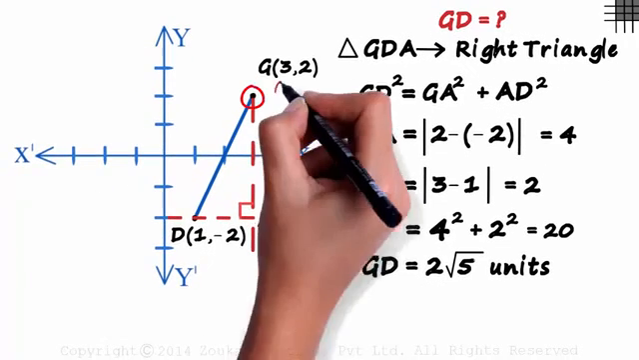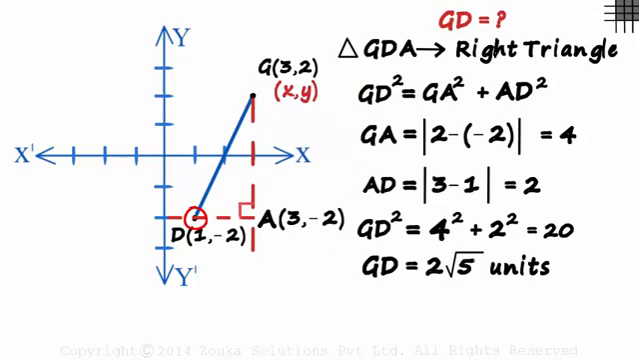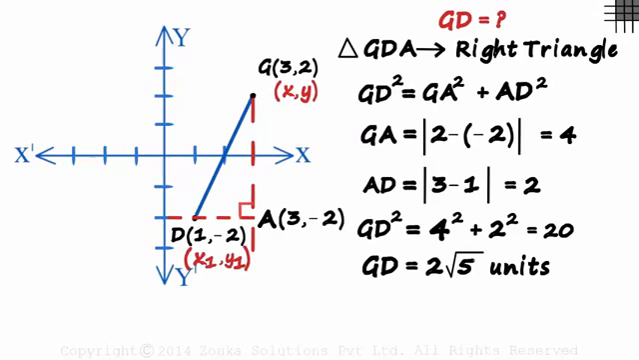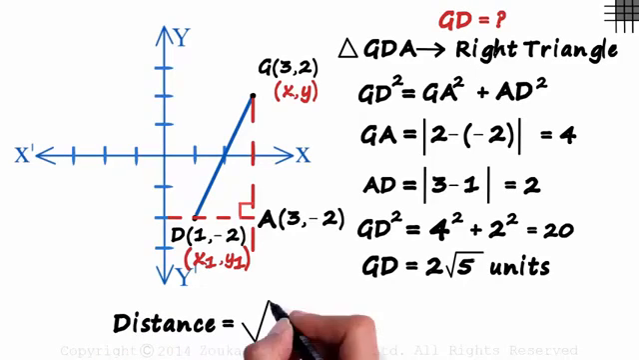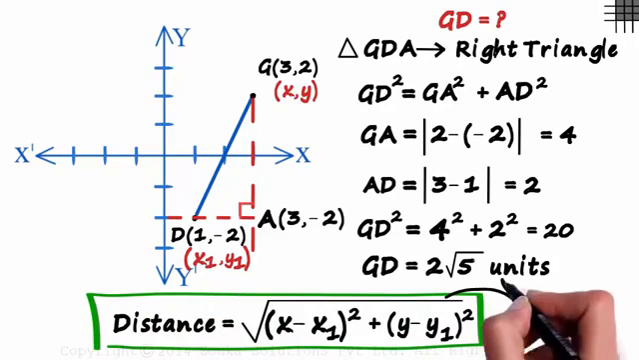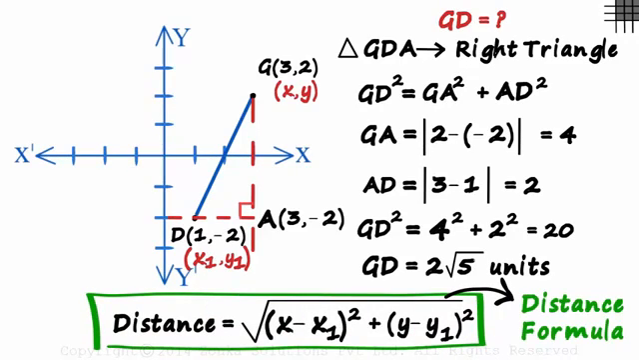Let's say G is (x, y) and D is (x1, y1). We can say that the distance between 2 points with these coordinates will be the square root of (x minus x1) squared plus (y minus y1) squared. This is the distance formula. To find the distance between any 2 points, all we need is the coordinates of those 2 points.